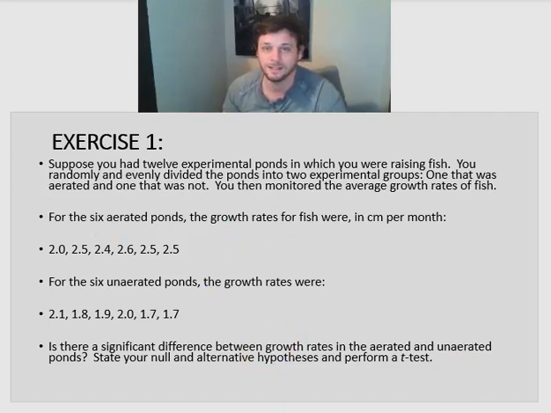Here is another example that you can try on your own. We're looking at aerated ponds versus unaerated ponds and the growth rate of fish. Is there a significant difference between these growth rates? State your null and alternative hypothesis, perform a t-test. You don't have to turn this in to me. I just want you to practice it. If you want to send it to me and be like, did I do this right? By all means, send it to me.